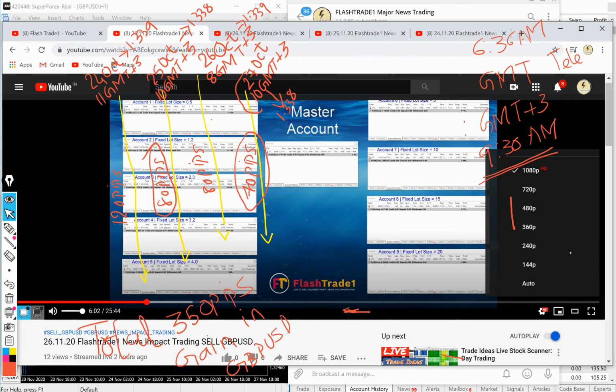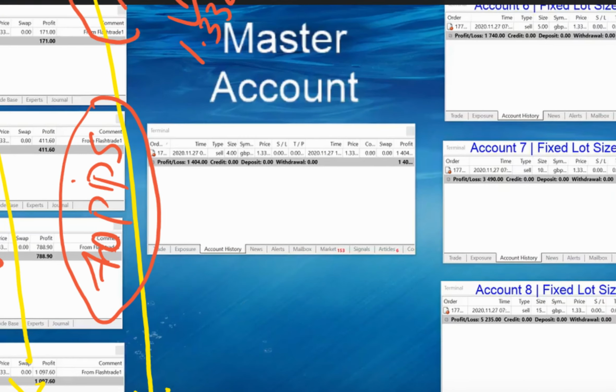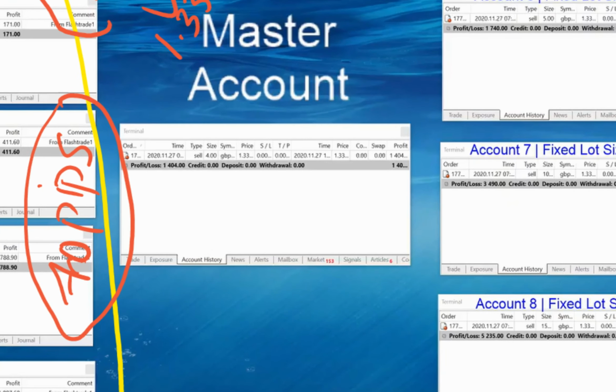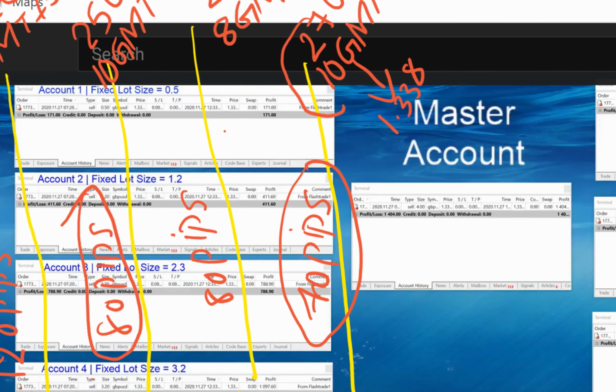Let me increase the resolution, it is already at 1080. So you can see that here in GBP USD the master account was being traded with 4 lot size and 1400 profit is being booked. Along with the master account we also show the other 9 accounts. All the 9 accounts are being traded with different lot sizes.